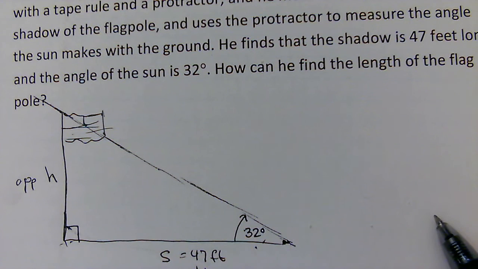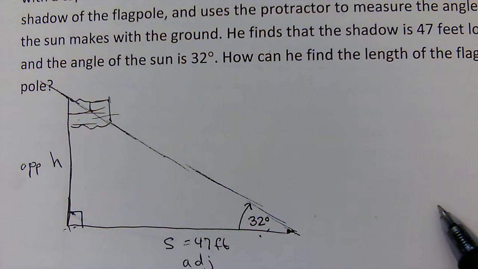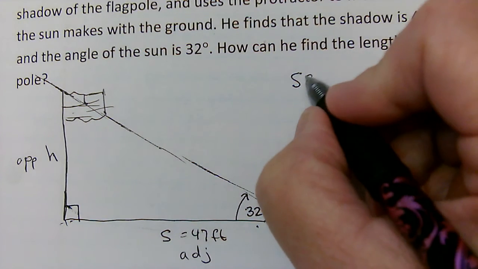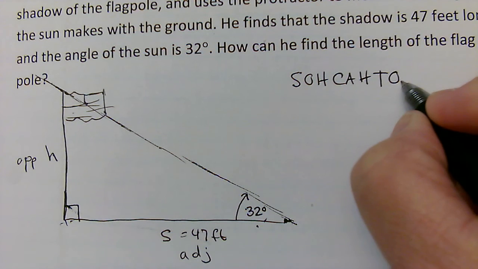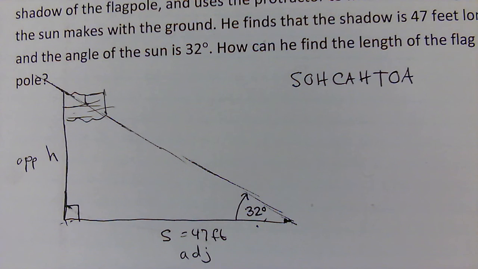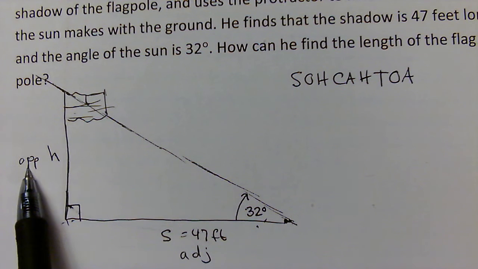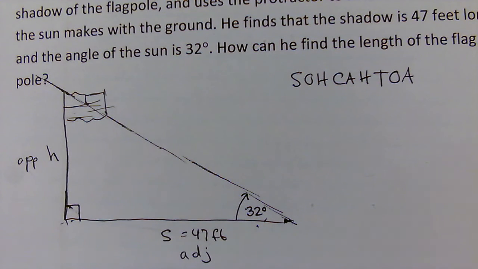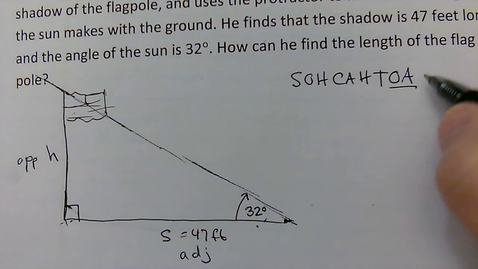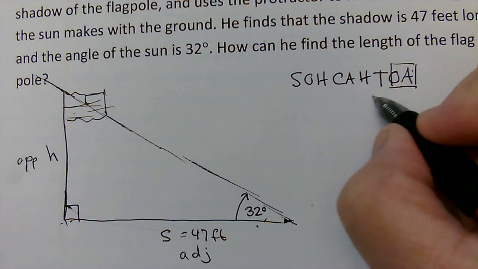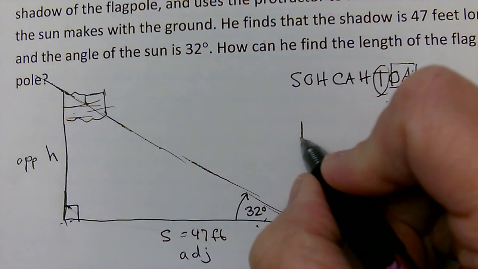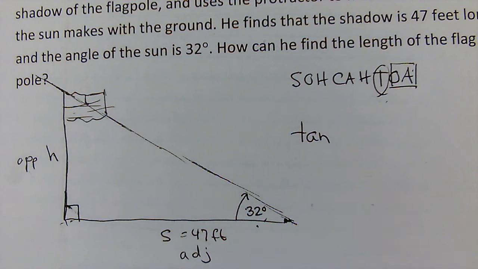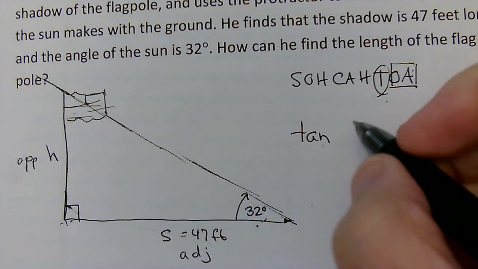So we think about our trigonometry. Remember, we learned there was an acronym, SOHCAHTOA, that we can use to help us remember which trig function uses which sides of the right triangle. We want one that uses opposite and adjacent. Right there is opposite and adjacent, and it goes with the T for tangent.